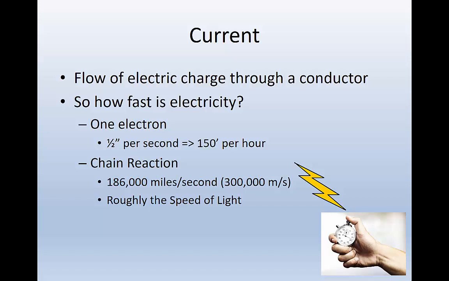So one thing we need to consider is exactly how fast is electricity? Well, one electron on its own moving atom to atom is only moving half an inch per second, or about 150 feet per hour. But remember we talked about how electricity actually is a chain reaction down a line of atoms. So in that chain reaction, we're actually moving about 186,000 miles per second, which is about 300,000 kilometers per second. So roughly, we're talking about the speed of light here.